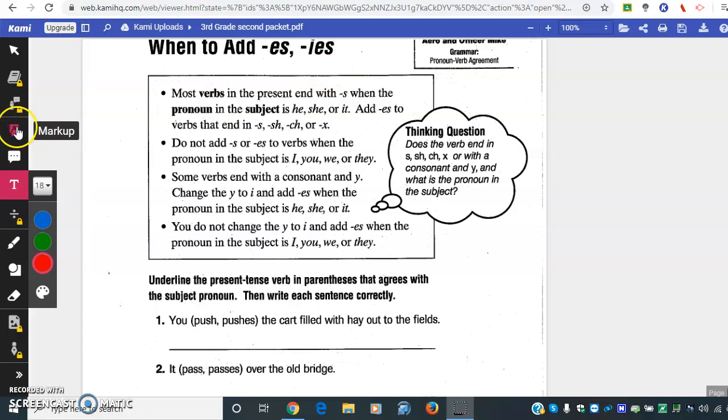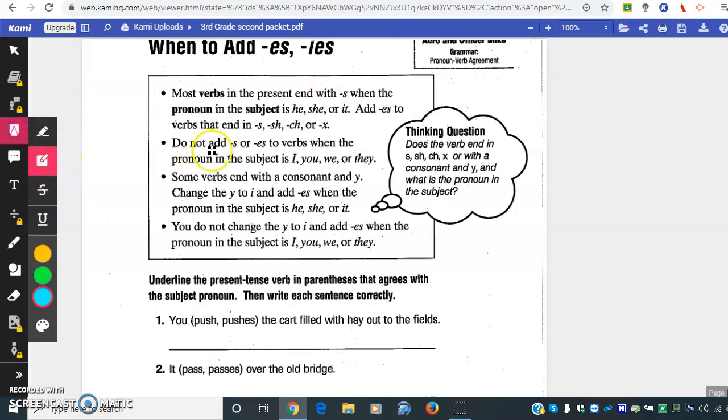And those times when an S just won't do are when the verb, the word that you're adding an S to, already has an S or an SH or a CH or an X, right? So today we're going to be adding ES instead of S to our verbs because they're going to end with S, SH, CH, or X.